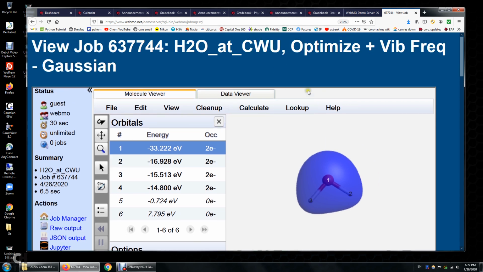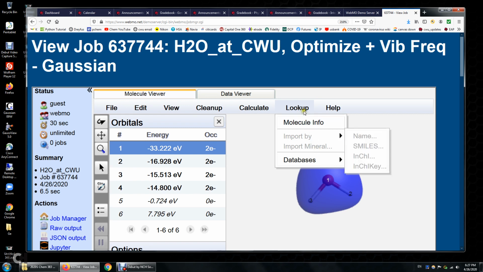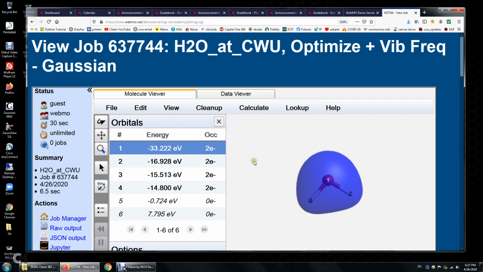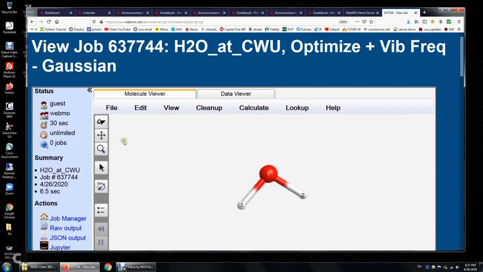Now we are done, but I want to show you it's convenient to click this lookup to get the molecule information. H2O, it's water, but the IUPAC name is oxygen. Other name, water, molar mass, this might be useful, so this is close. Can we do ammonia? Of course, we can do ammonia.